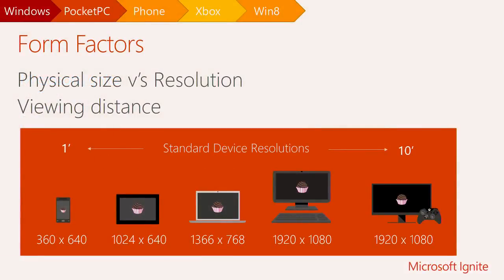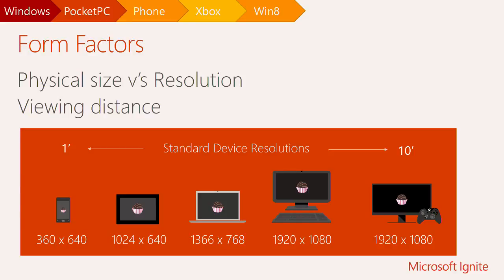Okay, form factors. This is an interesting one. Basically, if you look at the different range of devices, clearly they have different physical sizes. That's evident. They have different resolutions. We're all pretty comfortable with that. One thing that people don't take into consideration is actually the viewing distance, right?